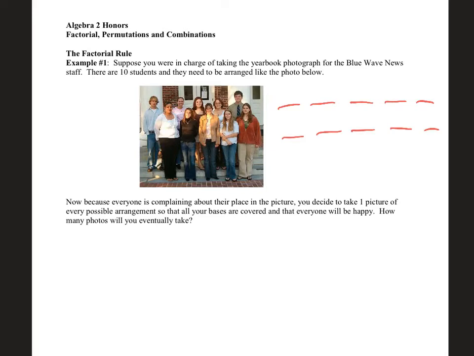You have 10 people and you need to fill these 10 spots here. So let's say that I'm going to do this in just one at a time. So this first spot right here, I'm going to fill with one of these 10 people. Okay. So how many of these people can fit in this first spot? Well, any of them can. So there are actually 10 possibilities that could go in that first spot.